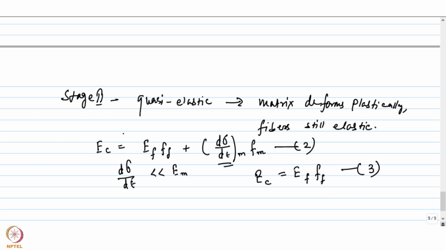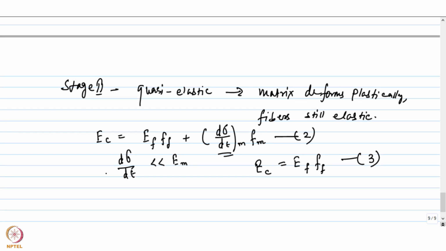In stage 2, if you unload the composite material, the fibers will return to their original condition, but the matrix will still retain some plastic deformation. As a result, the matrix will be under compression, because it is still trying to hold on to the permanent deformation it has gone through, but the fibers are trying to pull it back. So it will develop some compressive stress on the matrix. The deformation will be quasi-elastic in stage 2, and the composite will respond as a quasi-elastic material when loaded.